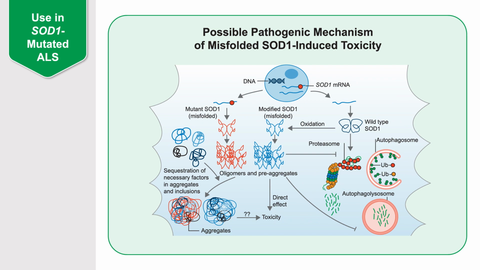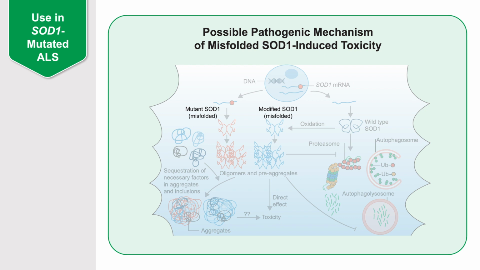SOD1 ALS is a subset of amyotrophic lateral sclerosis categorized in the familial ALS disorders. SOD1 ALS is thought to be a gain-of-function mechanism. In this version of SOD1 ALS, mutant SOD1 and modified wild-type SOD1 misfold and adopt a similar conformation. These misfolded proteins form oligomers, pre-aggregates, and then aggregates. And these aggregates lead to a cascade of events that eventually lead to motor neuron degeneration.